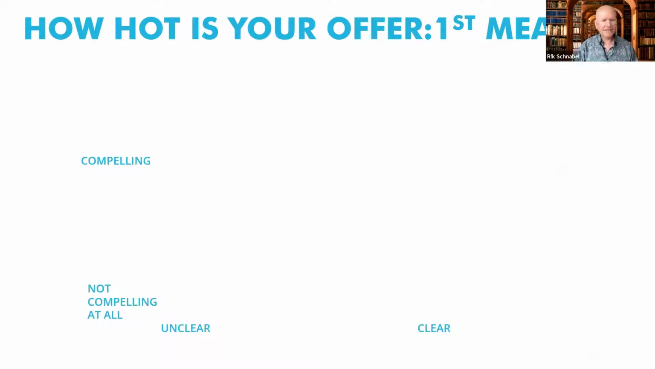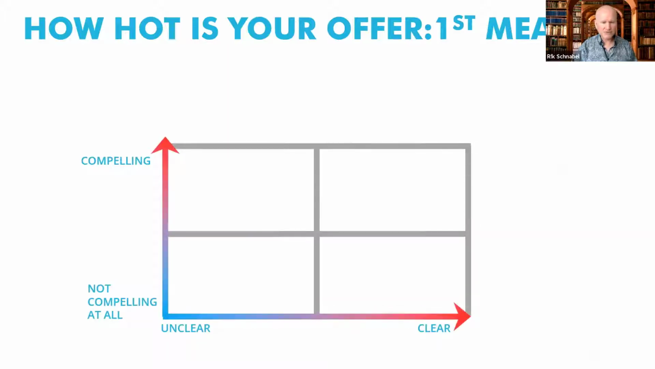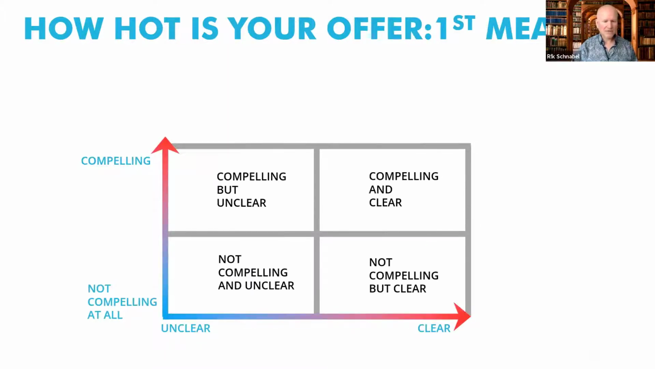So if we look at your course title, there are a couple of matrices here. On the left, you'll see compelling, not compelling at all. So that's how enticing your course title is. Is it unclear in what you're promising, or is it clear? So if we look at this, we end up with a bit of a matrix. And so what we've got is on the bottom left, that's where we don't want to be. It's not compelling and it's completely unclear. Where we ultimately want to be is we want to be at the top right, compelling and clear.